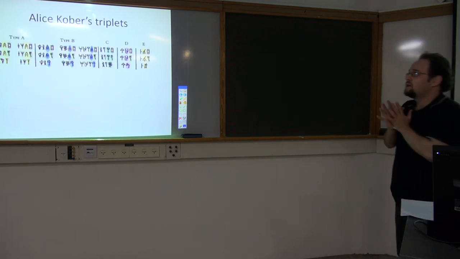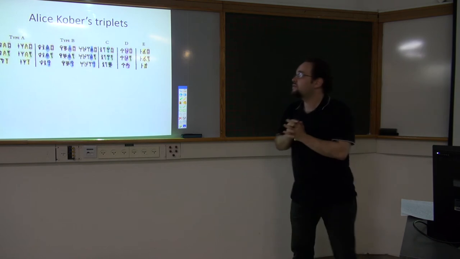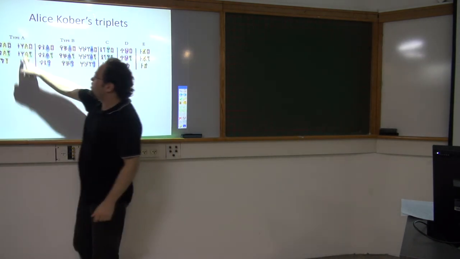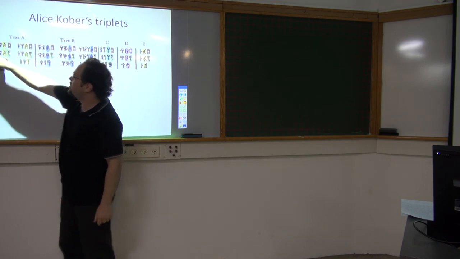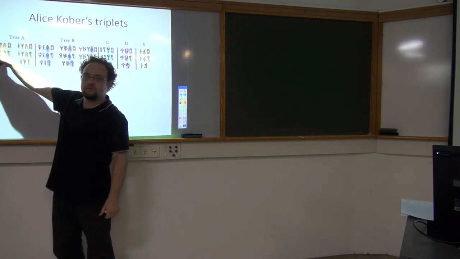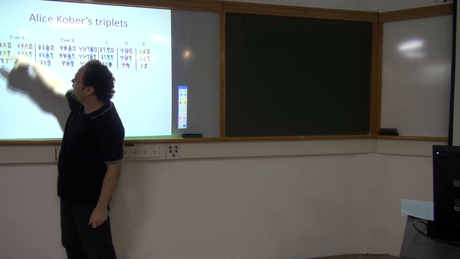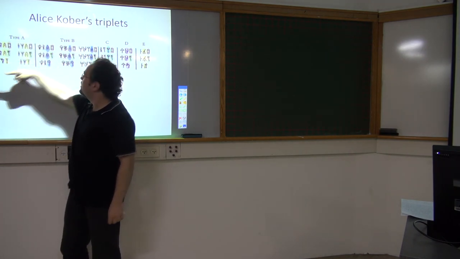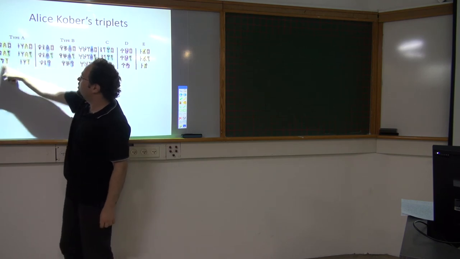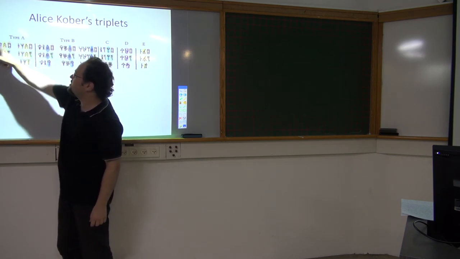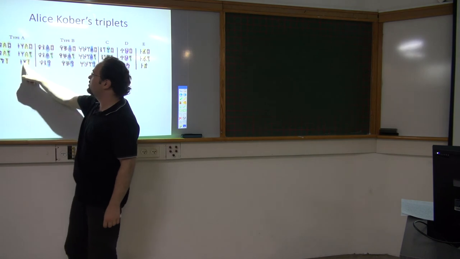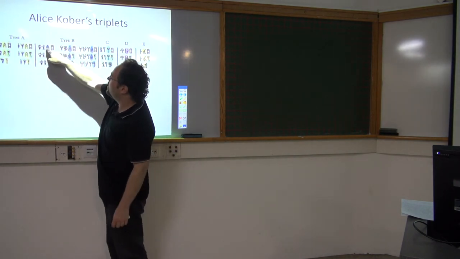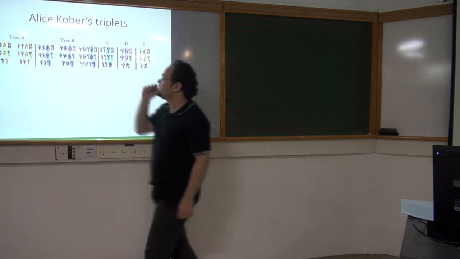Anyway, what Alice Kober found is what's known as Alice Kober's triplets: triplets of words which have the first two signs the same, and only the ending is different. So you have, for example, like this, a same stem, and the ending is different. Again, same word, same root, and the ending is different.